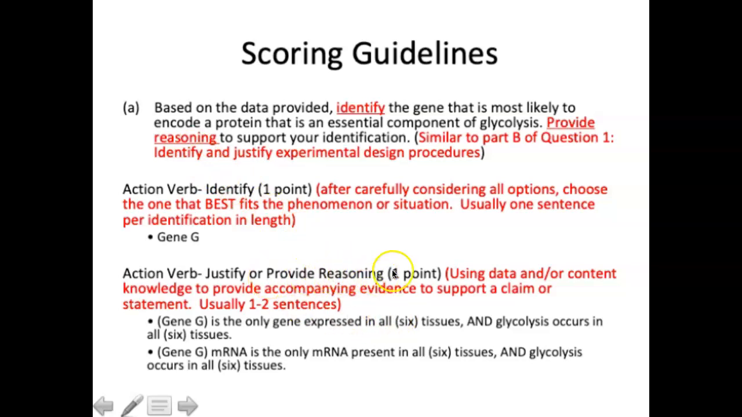When you are asked to provide reasoning, you take the data and or content knowledge and use that to provide accompanying evidence to support a claim or statement. So in your claim, evidence, reasoning, this is like your evidence. You take the data and support the claim. It's usually 1 or 2 sentences. And like we said before, gene G is the only gene expressed in all 6 tissues, and therefore, because glycolysis occurs in all 6 tissues, it must be gene G that's used to perform glycolysis, okay? So hopefully that helps. We'll do a couple more of these as we go through this PowerPoint, not today.